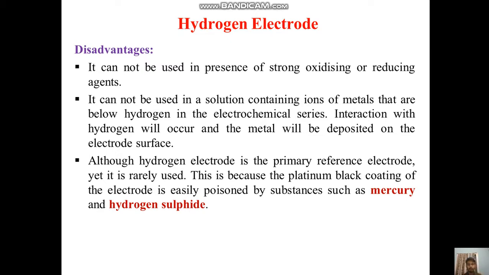And the disadvantages, you can see: it cannot be used in the presence of strong oxidizing and reducing agents, and it cannot be used in solutions containing ions of metals that are below hydrogen in the electrochemical series. Interaction with hydrogen will occur and the metal will deposit on the electrode surface. So there are disadvantages and advantages in the hydrogen electrode.